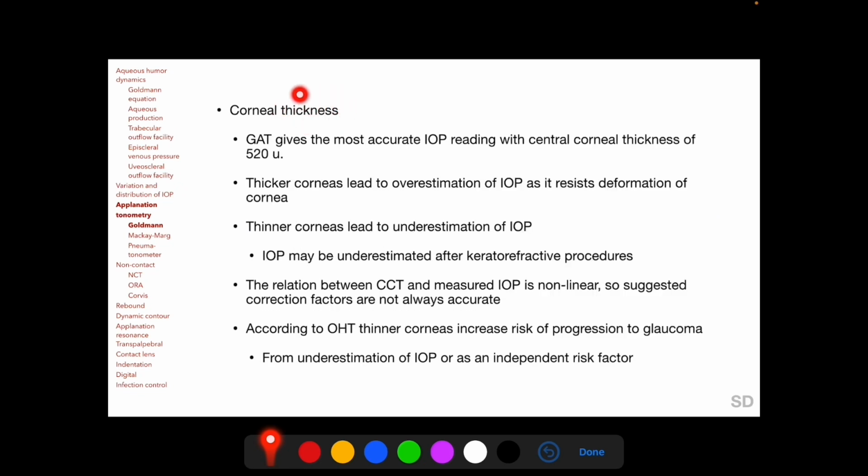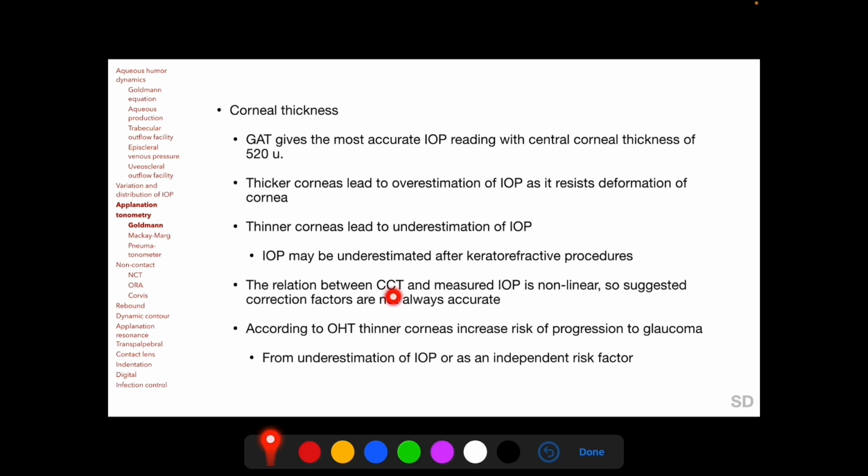Corneal thickness is considered to be a very important factor in determining the accuracy of intraocular pressure recording by Goldmann applanation tonometry. Goldmann applanation tonometry gives the most accurate IOP reading with a central corneal thickness of 520 microns. Thicker corneas overestimate intraocular pressure as thicker corneas resist deformation, and thinner corneas lead to underestimation of intraocular pressure. So intraocular pressure may be underestimated after keratorefractive procedures like LASIK and PRK, as these procedures ablate the cornea and reduce its thickness.